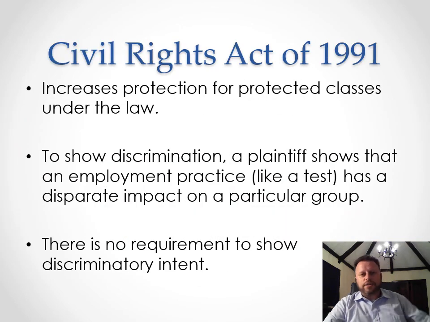The next law is the Civil Rights Act of 1991. This increased protection. So we already had a bunch of different laws that protected groups, most notably and importantly Title VII of the 1964 Civil Rights Act. The 1991 Act, the idea is it gave it teeth. It made it stronger. So, as we said before, you just have to show that there was some sort of employment practice, for example, a test, that had a disparate impact on a certain group.